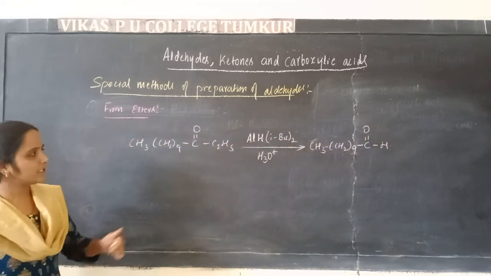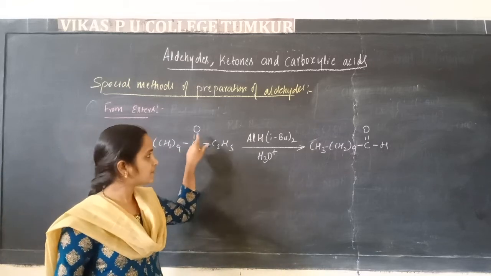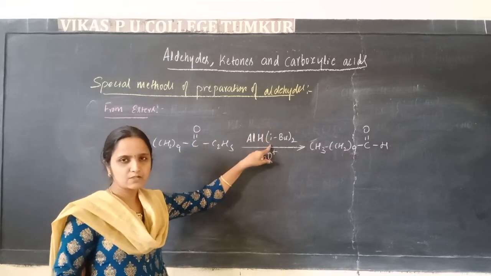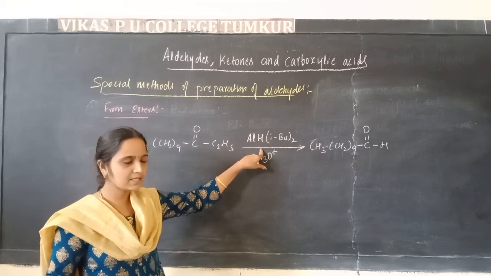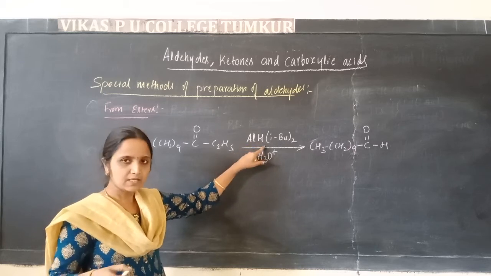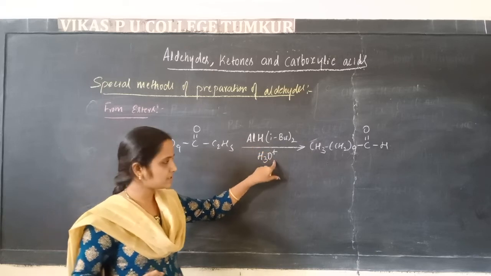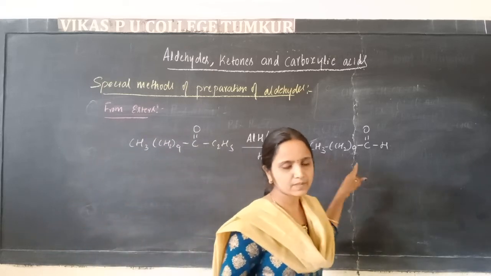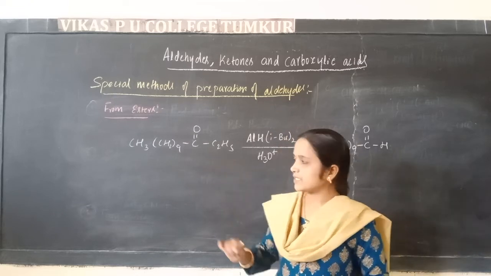This ester gets reduced in the presence of diisobutyl aluminum hydride. It gives an intermediate product, and on further hydrolysis we get the respective aldehydes. This is about the esters.